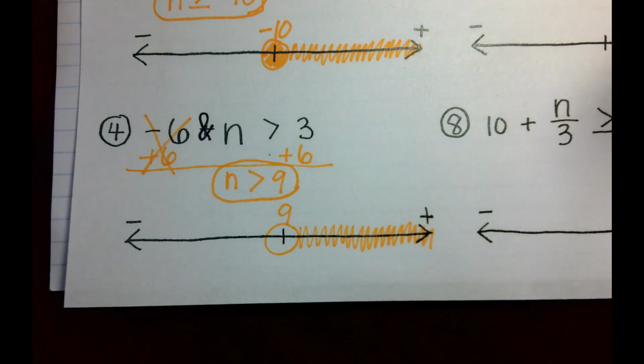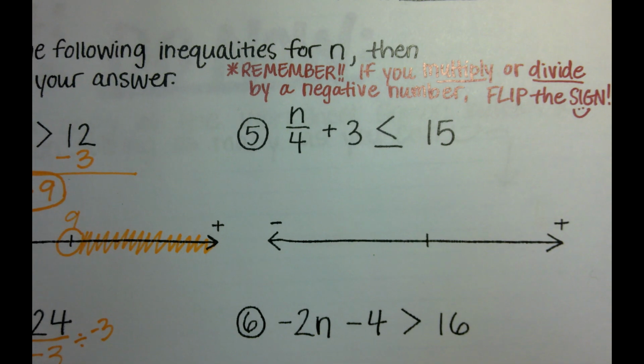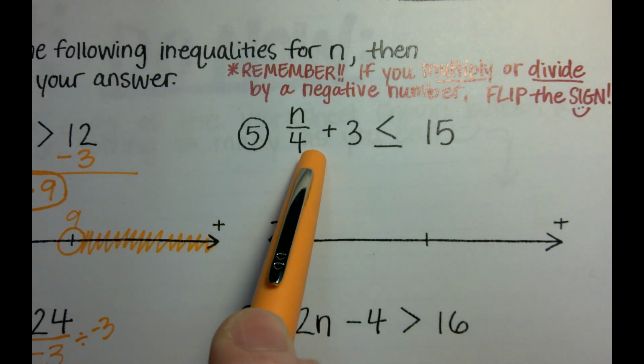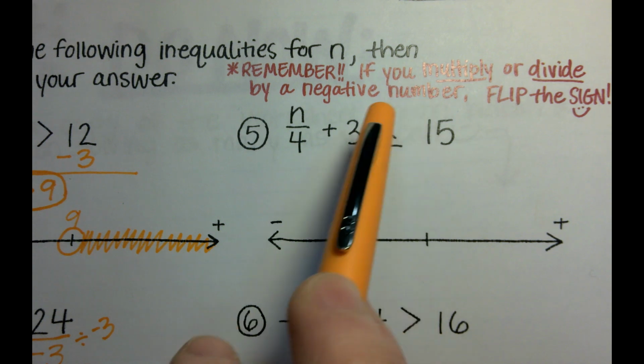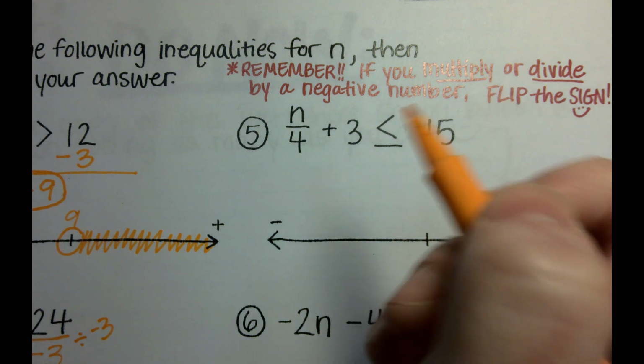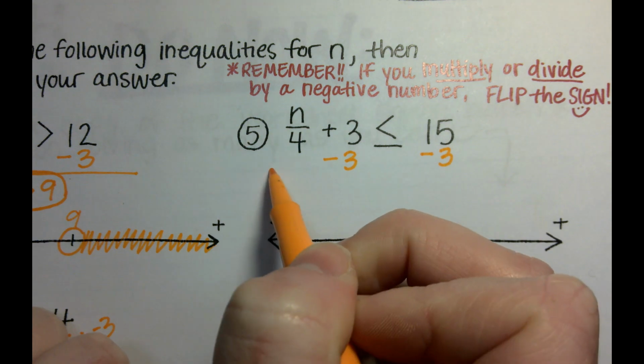Okay, let's go up to number 5. I have 2 operations this time. All the problems we've done so far have been 1-step inequalities, so now we're getting into 2 steps. Now I have n divided by 4 plus 3 is less than or equal to 15. What would I do first? Subtract 3. Perfect. We're going to subtract 3 from both sides.